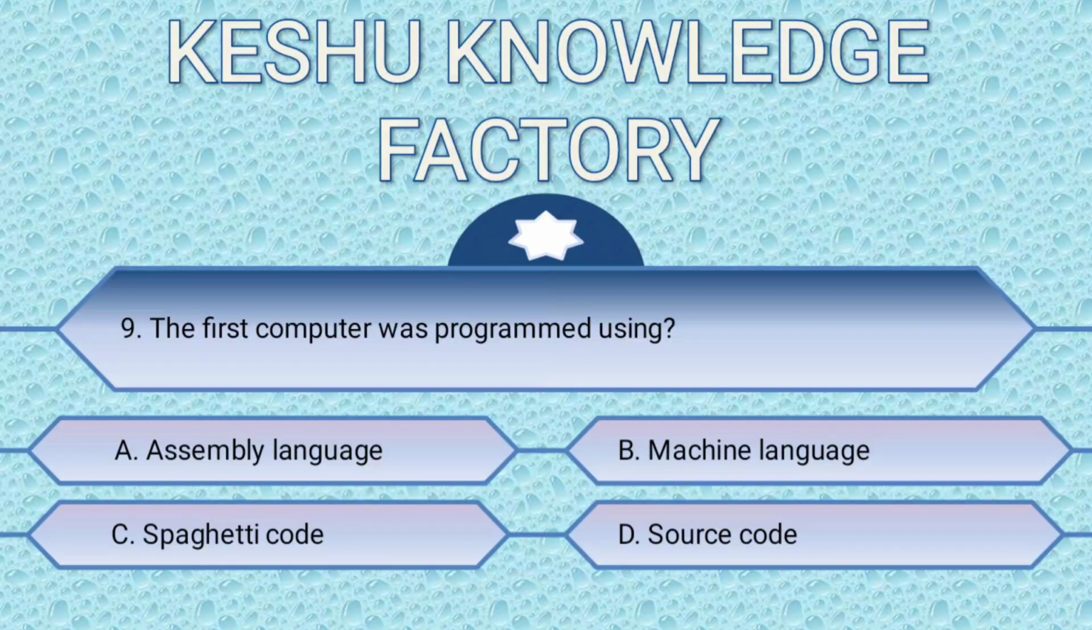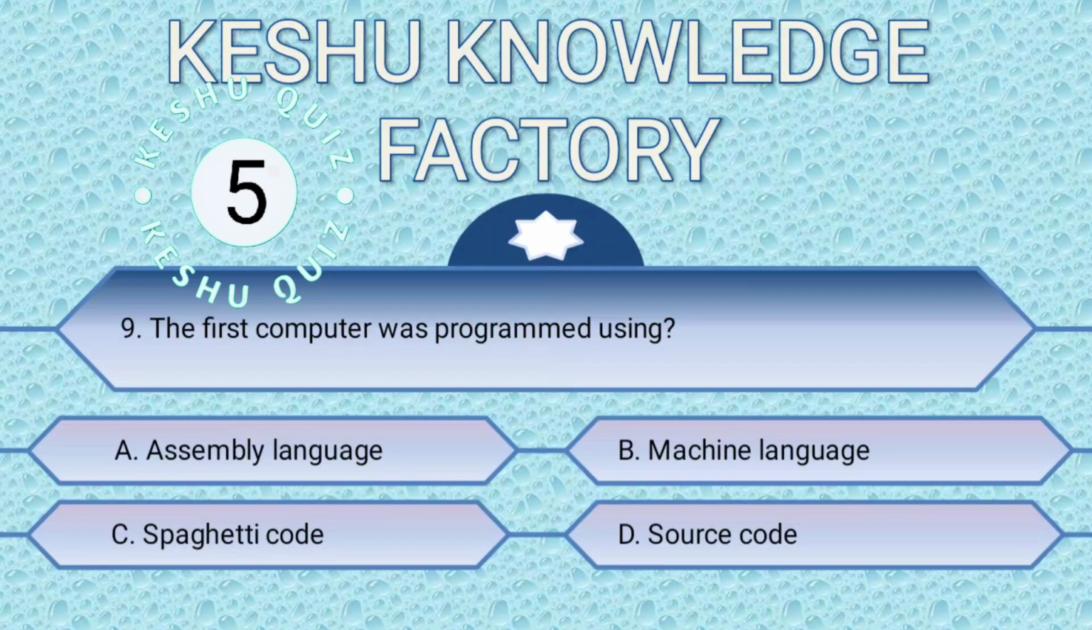Question 9. The first computer was programmed using A. Assembly language. B. Machine language. C. Spaghetti code. D. Source code. Answer is B. Machine language.